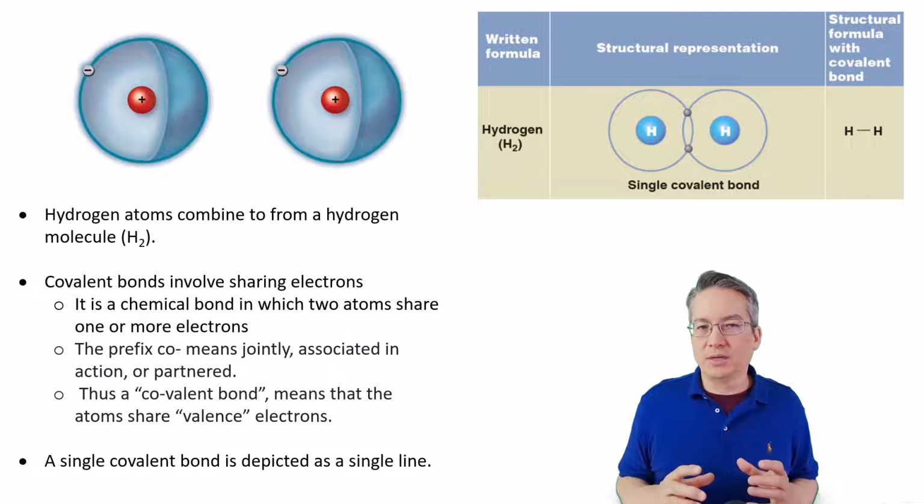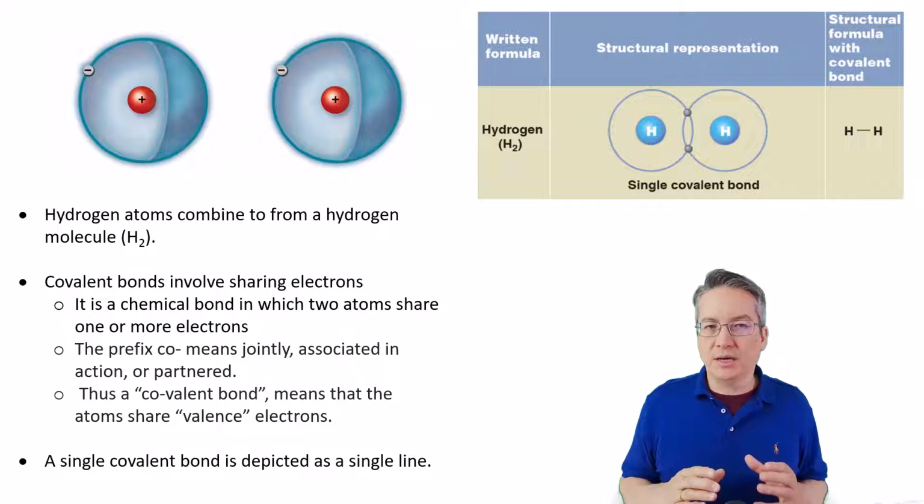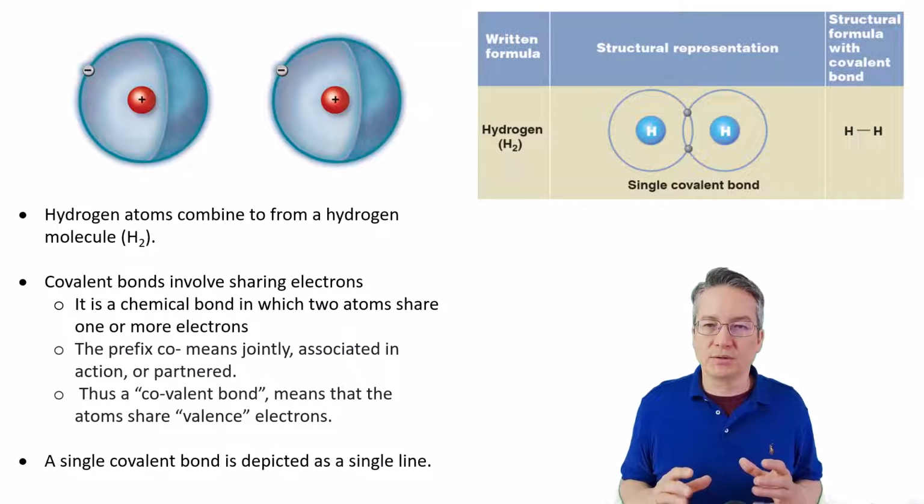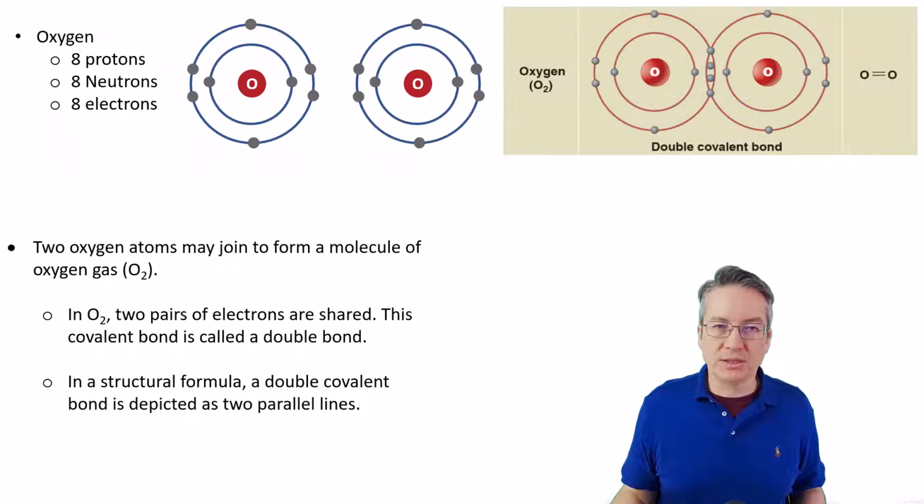Now, when they do this, this means that each hydrogen atom essentially has a filled outer shell. It has two electrons in its outer shell, and therefore it's more stable than it would have been if it was just a single hydrogen atom all by itself. And you can see the structural formula with a covalent bond. Again, that's depicted with a single dash or line between the two H's.